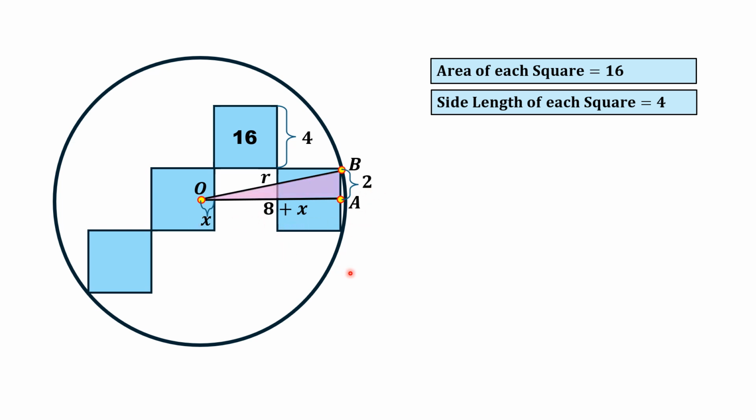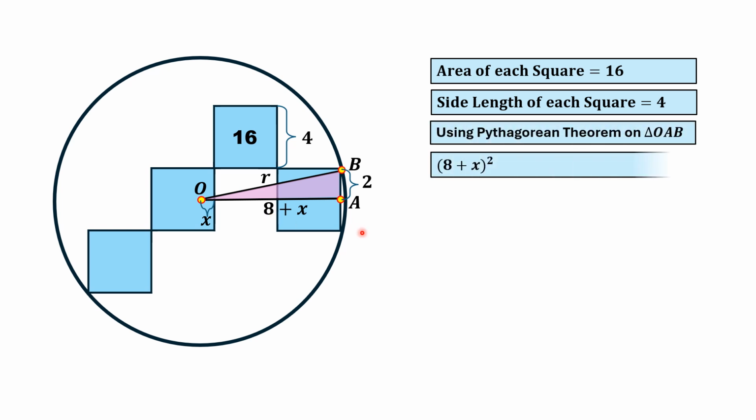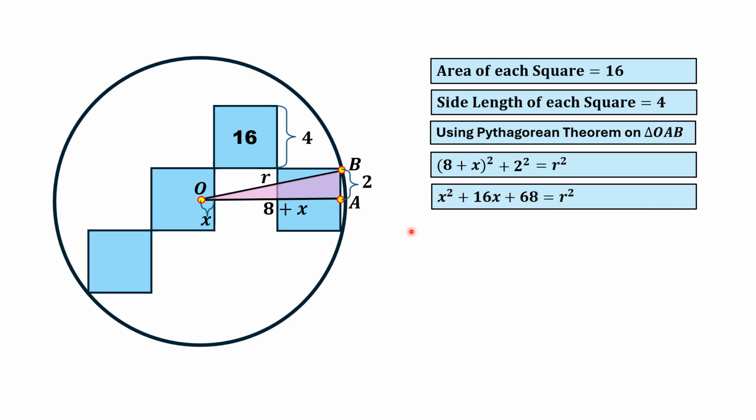By using the Pythagorean theorem on this right triangle, we have (8 plus x) square plus 2 square equal to r square, and if we simplify it we will get x square plus 16x plus 68 is equal to r square. Let's call it equation number 1.